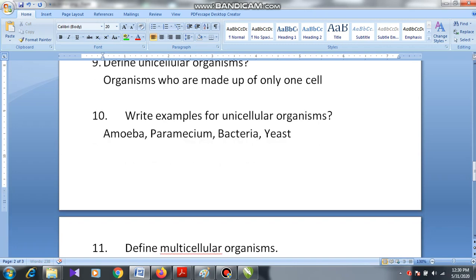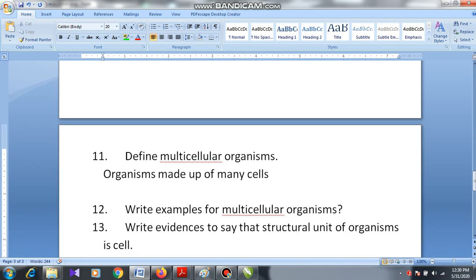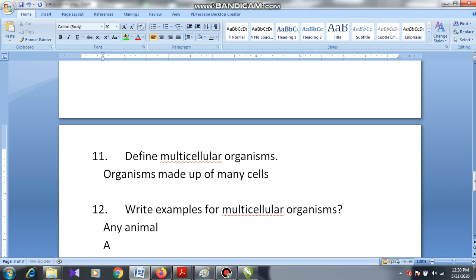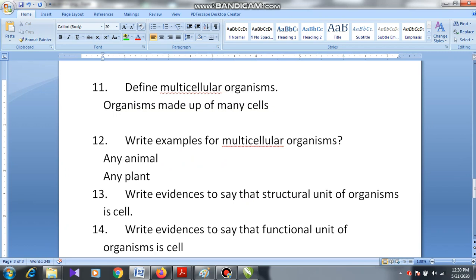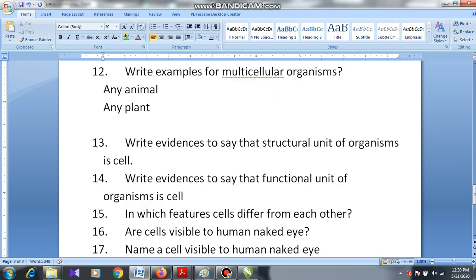Define multicellular organisms. Who are multicellular organisms? Organisms made up of many cells. Who are the examples of multicellular organisms? Any animal, any plant, even if you write human, it is an example. Any animal you write will be a multicellular organism. Any plant you write will also be a multicellular organism.